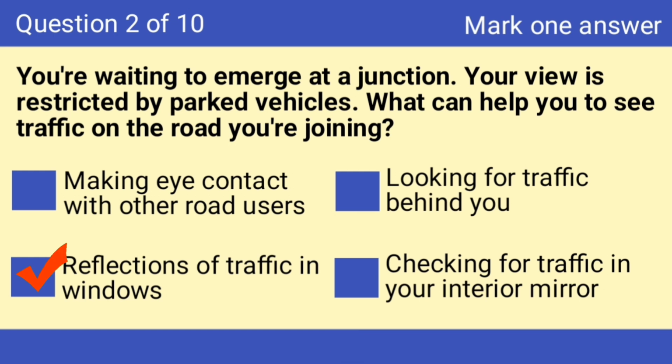The correct answer is reflections of traffic in windows. Explanation. You must be completely sure it's safe to emerge. Try to look for traffic through the windows of the parked cars or in the reflections in windows. Keep looking in all directions as you slowly edge forwards until you can see it's safe.